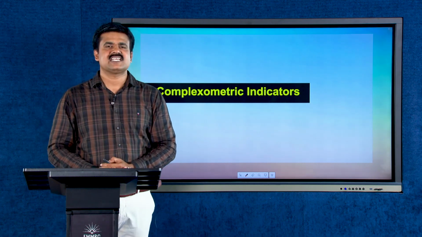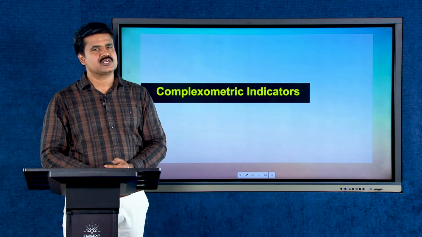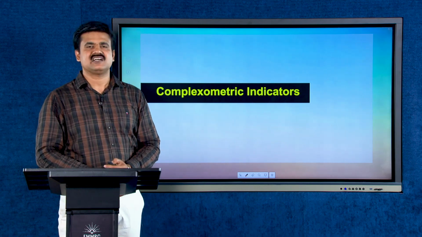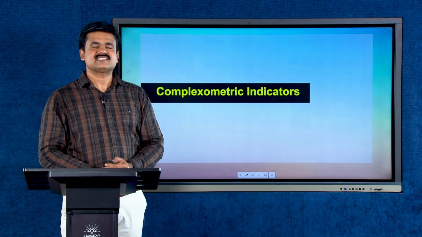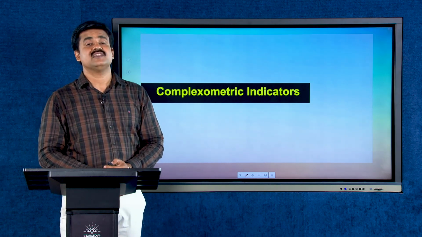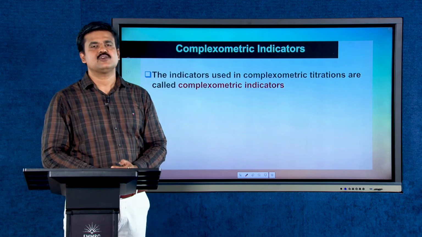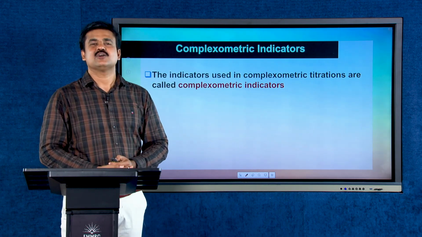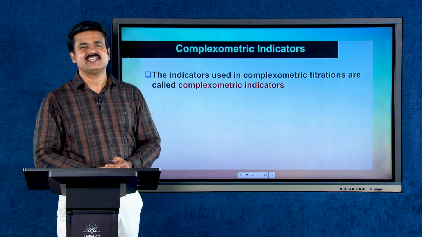Now we are discussing complexometric indicators. It should be noted that in order to find out the end point of a reaction or a titration, we must have some coloring agents, some reagents, and these reagents help in identifying the end point, which is the indication of the equivalent point in a titration. Now we are focusing on complexometric indicators. As the name indicates, complexometric indicators are the indicators used in complexometric titration.